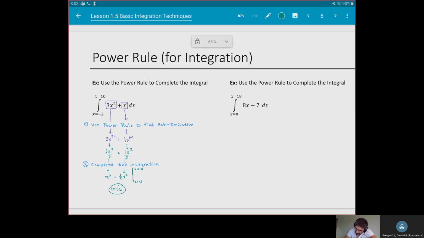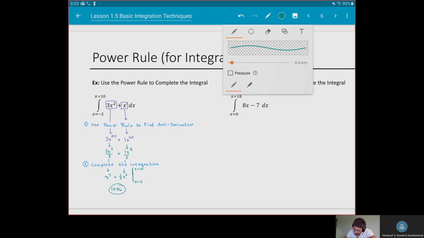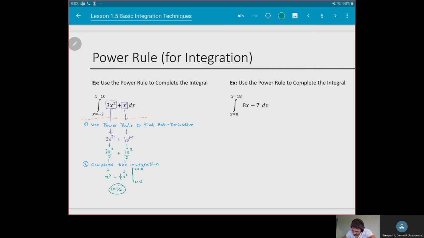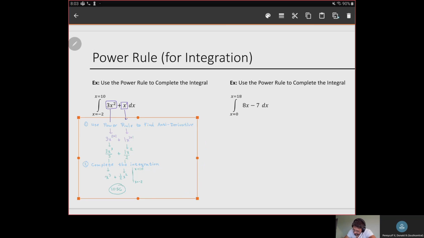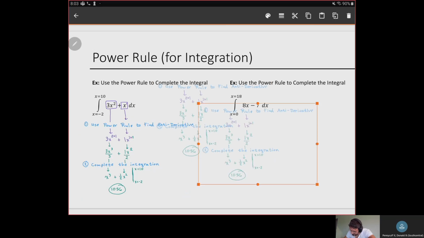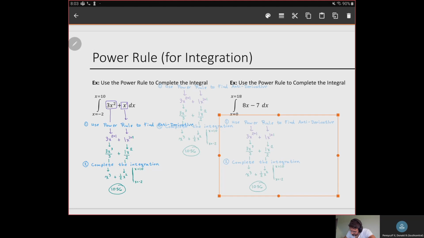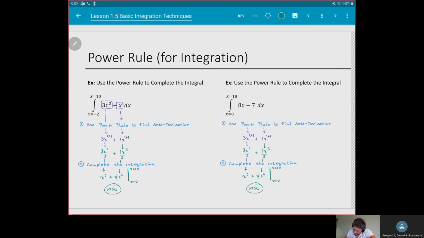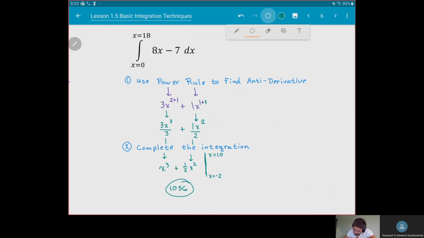All right. So I'm going to do the same thing over here. So instead of having to rewrite all of this again, I'm just going to bring that over here. All right. Save myself a little bit of time.